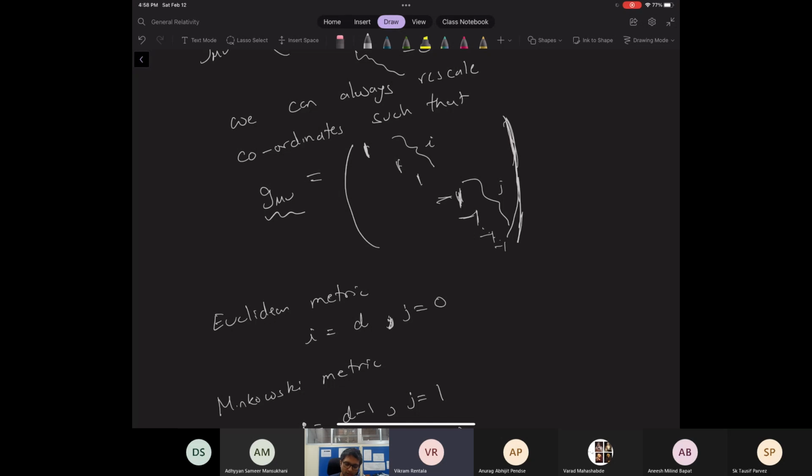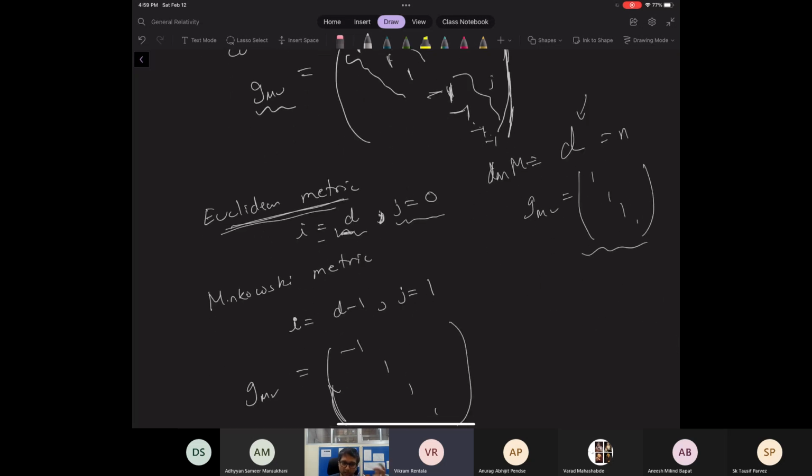Now, your standard Euclidean metric or Riemannian metric: basically you have i equal to d. If you have a d-dimensional manifold, the dimension of M is equal to d. This is what we denoted as n earlier. If it's d-dimensional, and all of the eigenvalues of the metric g mu nu are positive, and there are no negative eigenvalues, then you'd say that the metric is a Euclidean metric. In other words, in a diagonal basis, g mu nu is the identity matrix.